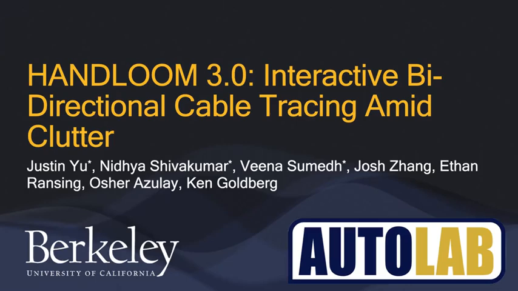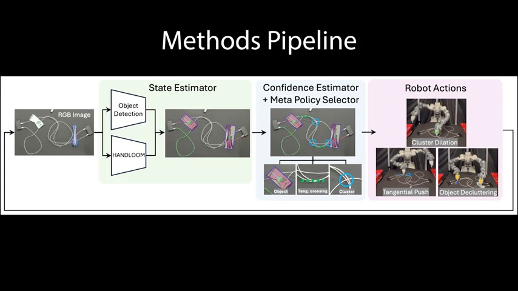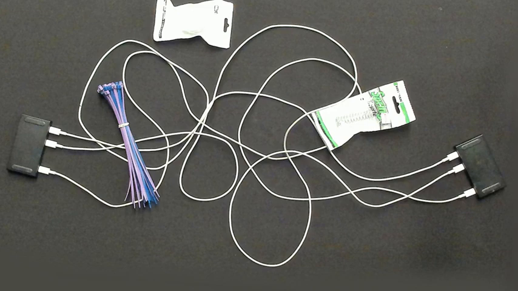We propose HANDLOOM 3.0, a framework for robotic multi-cable tracing in cluttered environments. HANDLOOM 3.0 implements a novel algorithm for integrating multiple deformable cable state estimates for divergence point detection. In this video, we demonstrate a Tier 3 run of a successful cable trace.